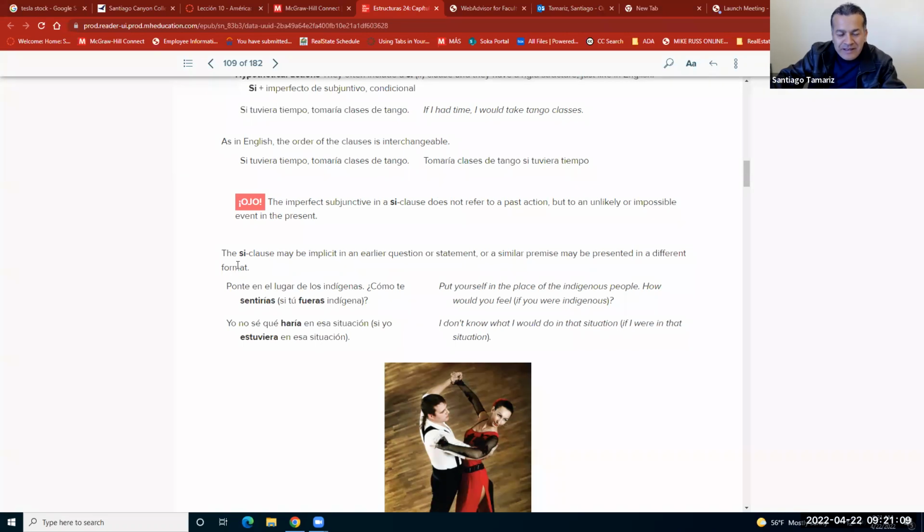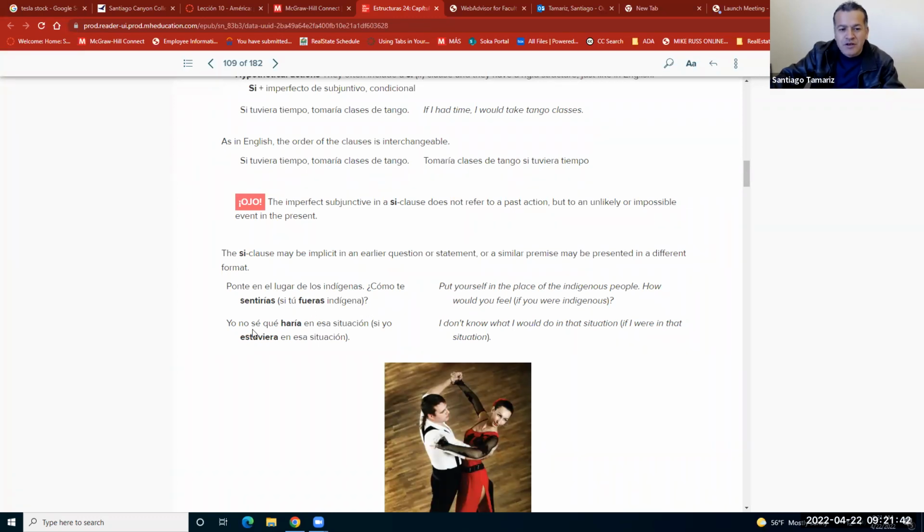Okay, the si clause may be implicit in an earlier question or statement, or a similar premise may be presented in a different format. For example, ponte en el lugar de los indígenas. ¿Cómo te sentirías? In this case, it's telling you, put yourself in the place of the indigenous people. How would you feel? So it's implied that the message is if you were one of them, si tú fueras indígena. You don't need to say it because it's implied.